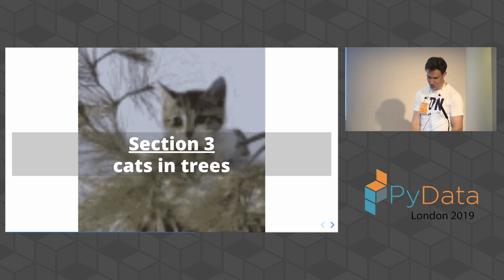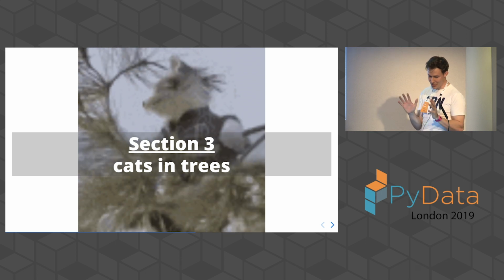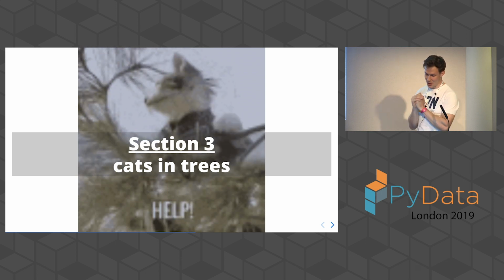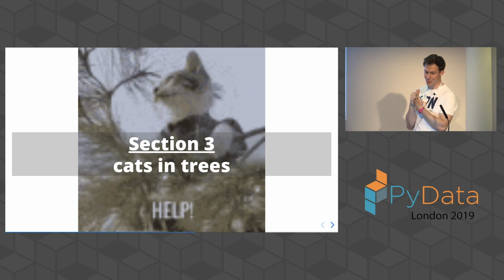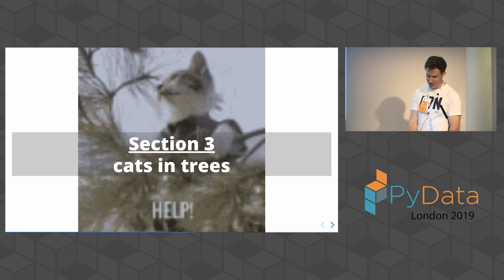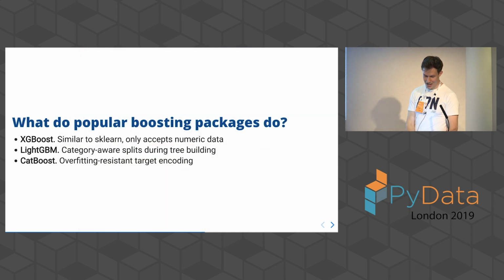Final section. So strategy. This will be specifically about the big three gradient boosting packages. So what do they do? In one line, XGBoost. It's really similar to scikit-learn. You basically have to pre-process things and only feed in numeric data. So you use one of the strategies we've talked about before.